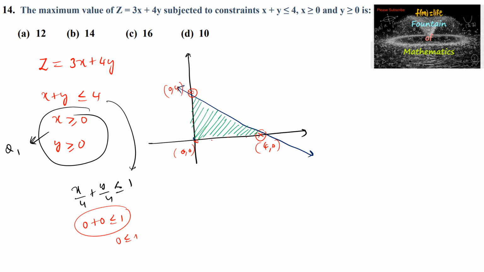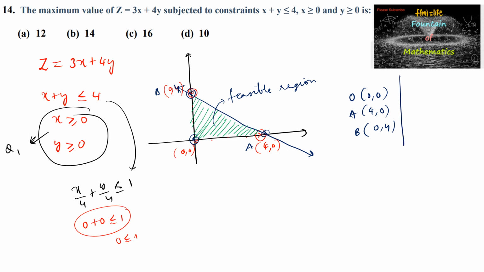And hence we can say that this is a closed bounded region, the feasible region, and the corner points are the origin 0 comma 0, the point A 4 comma 0, and the point B 0 comma 4. And we can get the minimum value or maximum value at the corner points.